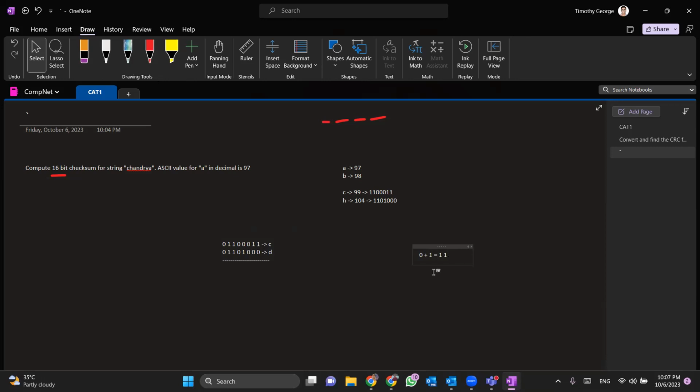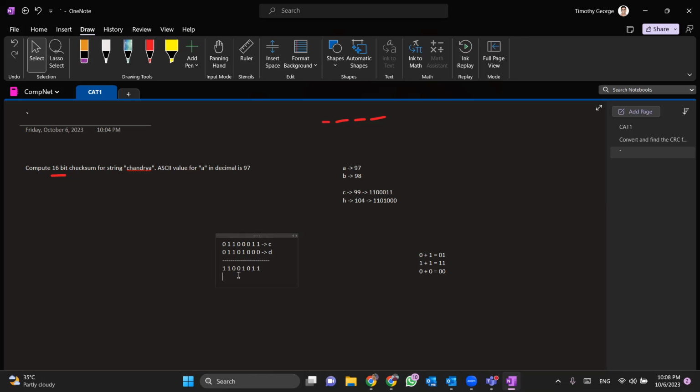0 plus 1 is 1, so there's no carry in that, and by commutativity, 1 plus 0 is the same. 1 plus 1 is 10, and 0 plus 0 is 0. These are the rules of binary addition. If you solve it, it becomes 11001011.